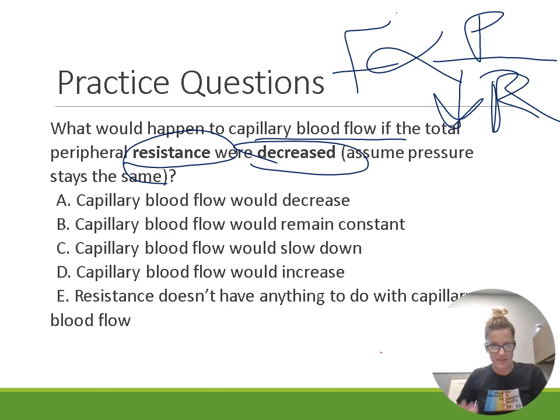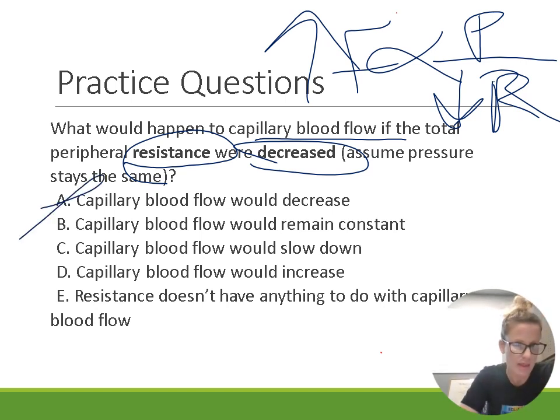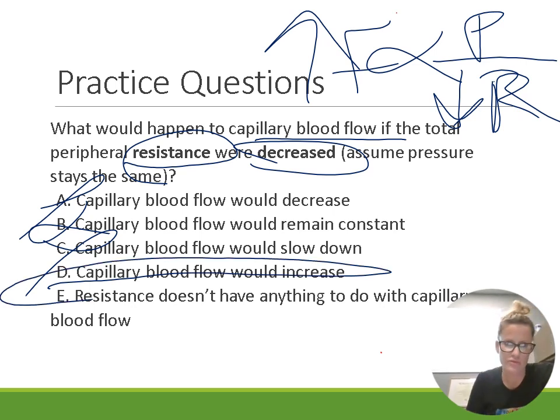Okay, remember resistance and flow are changing in opposite directions. So if resistance goes down, flow goes up. Okay, so we would have increased blood flow. It's easier for the blood to flow. So capillary blood flow would decrease? No. It would remain constant? No. Capillary blood flow would slow down? No. Capillary blood flow would increase? Yes. Resistance doesn't have anything to do with flow? Resistance has a ton to do with flow. So the answer there is if resistance goes down, flow goes up.